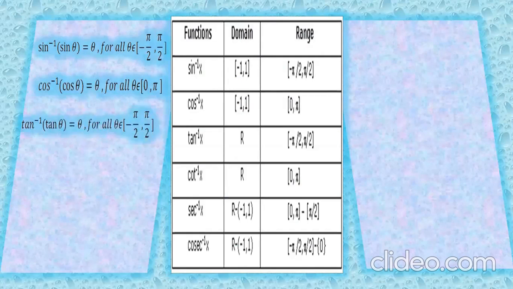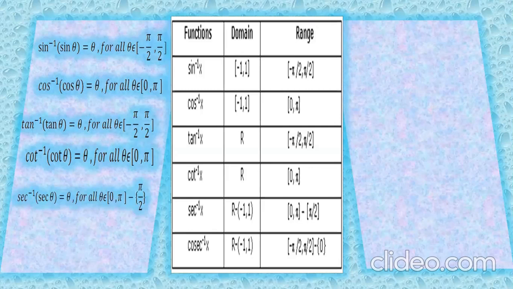Similarly, tan inverse tan theta is equal to theta for all theta belonging to minus pi by 2 to pi by 2. Cot inverse cot theta is also equal to theta for all theta belonging to 0 to pi. And similarly, we can easily write sec inverse sec theta and cosec inverse cosec theta. These are also equal to theta. But the condition for sec inverse sec theta is theta belongs to the closed interval 0 to pi except pi by 2, and cosec inverse cosec theta is equal to theta for all theta belonging to the closed interval minus pi by 2 to pi by 2 except 0.